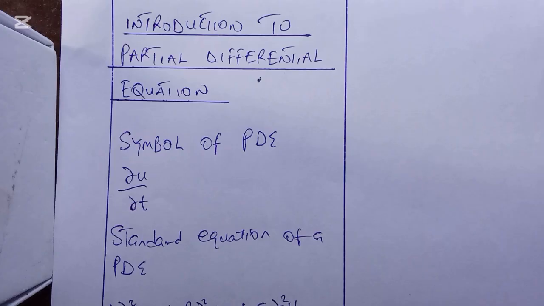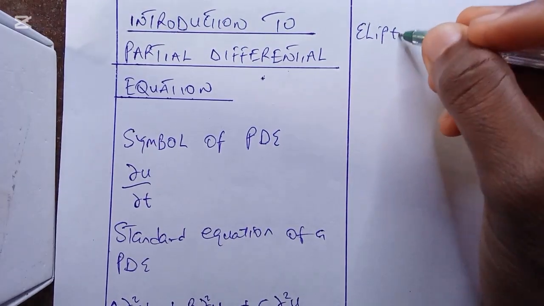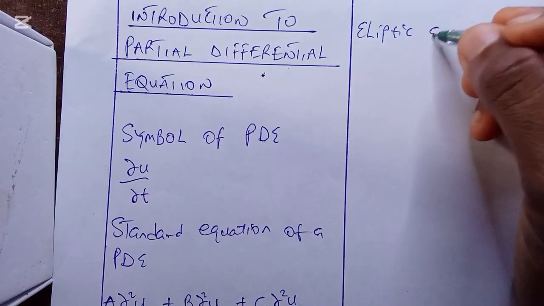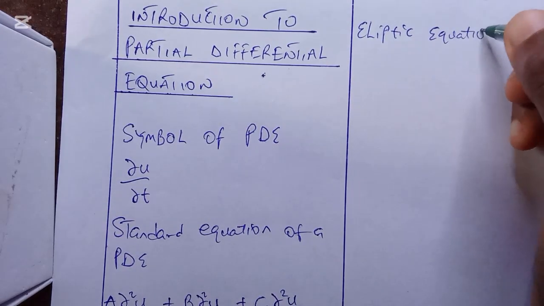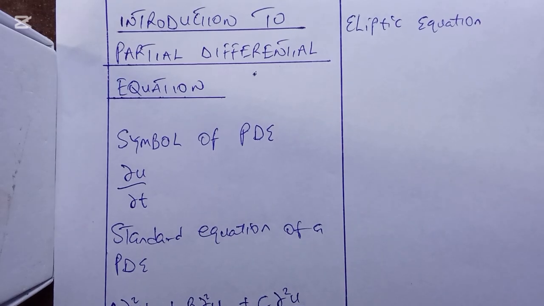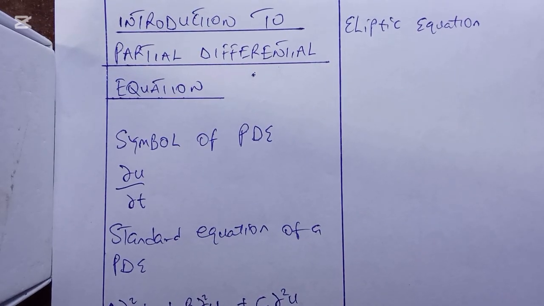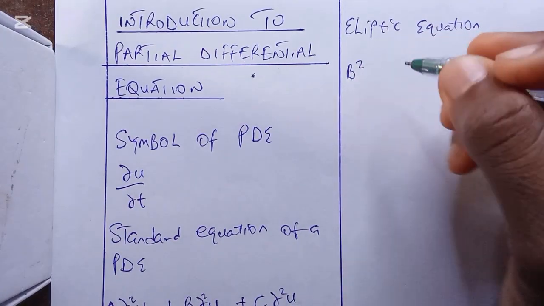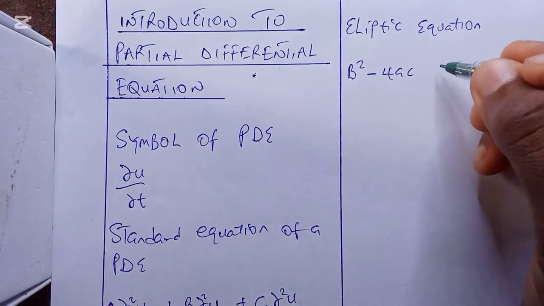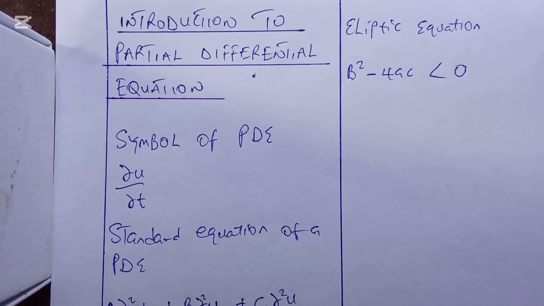Now for an elliptic equation, let's write it down here. Elliptic equation. For an elliptic equation, your discriminant should be less than 0. So we have b square minus 4ac less than 0. This is for an elliptic equation. Take note of this, very, very important.